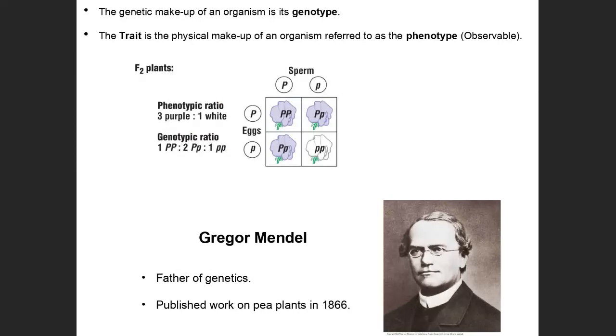Now, Mendel didn't know this, and a lot of scientists didn't know this at the time. Now, there are also two words. I mentioned phenotype, but there's also genotype. When you hear me use the term genotype or genotypic, what we're talking about is the genetic makeup of an organism.